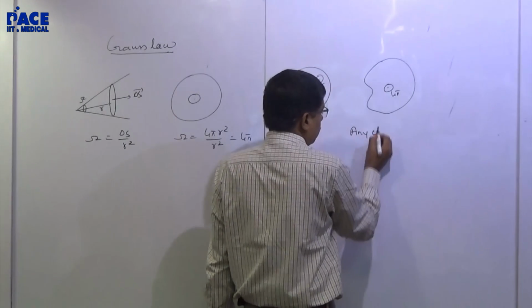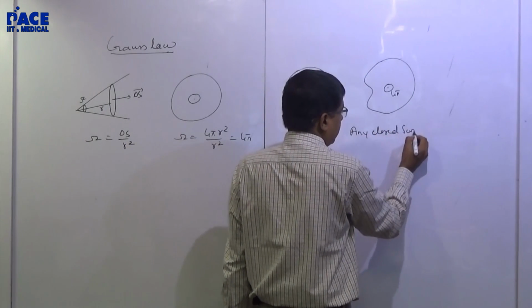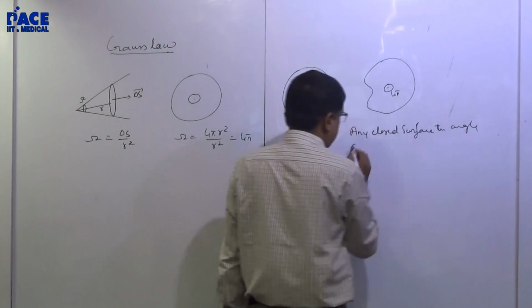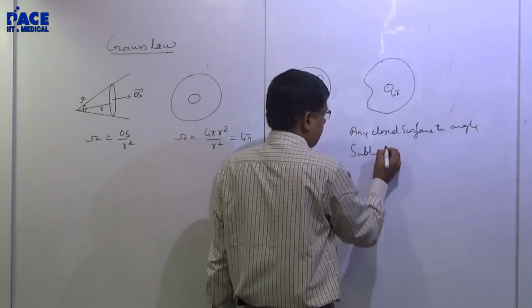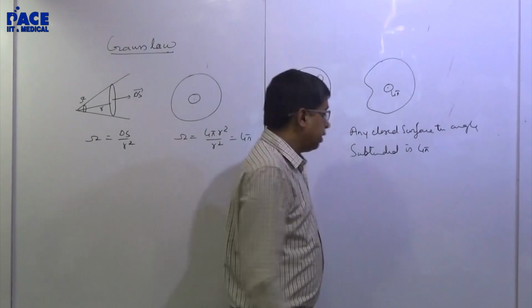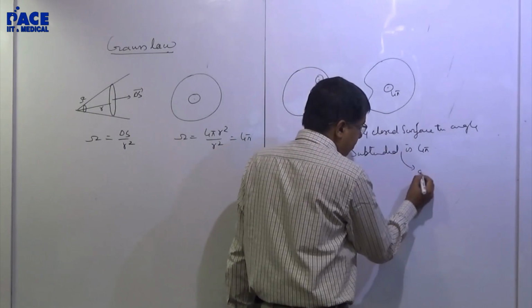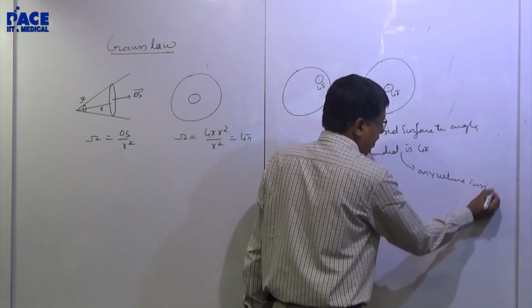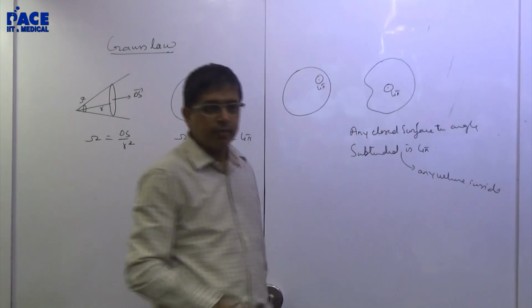Any closed surface, the angle subtended anywhere inside is 4 pi.